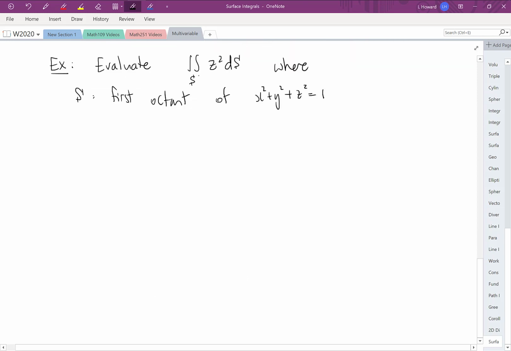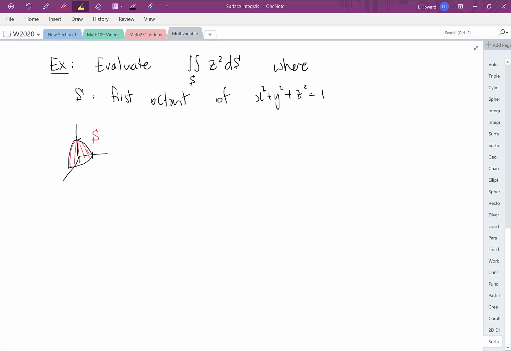So let's evaluate the surface integral, the double integral over our surface of z squared dS, where our surface S is the first octant of the unit sphere centered at the origin. If we like, we could just draw a rough picture for ourselves, going 1 unit out in all of these directions here. We're just interested in the portion of this surface where x, y, and z are all positive. So there's our surface S.